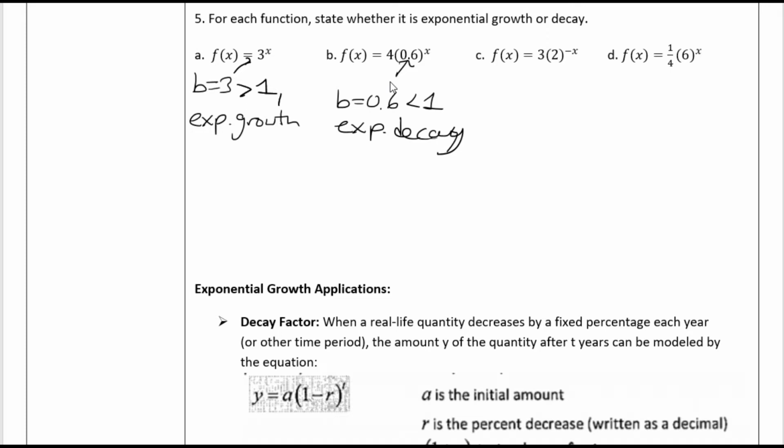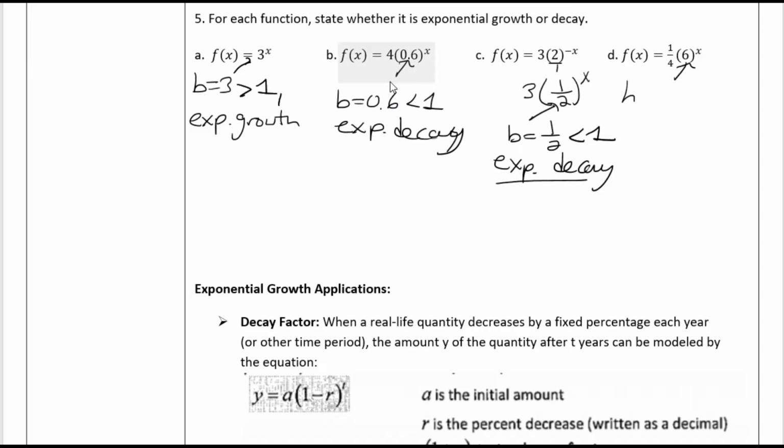All right, this one's a little tricky because you have a negative on the exponent. Remember, negative means flip, so you're going to flip it to 1/2. So we have 3 times 1/2 to the x power. So flip and forget. Now we know that b is 1/2, and 1/2 is less than 1, so this is really just a decay in disguise. All right, this one's pretty easy. b is 6, which is greater than 1, so this is an exponential growth.